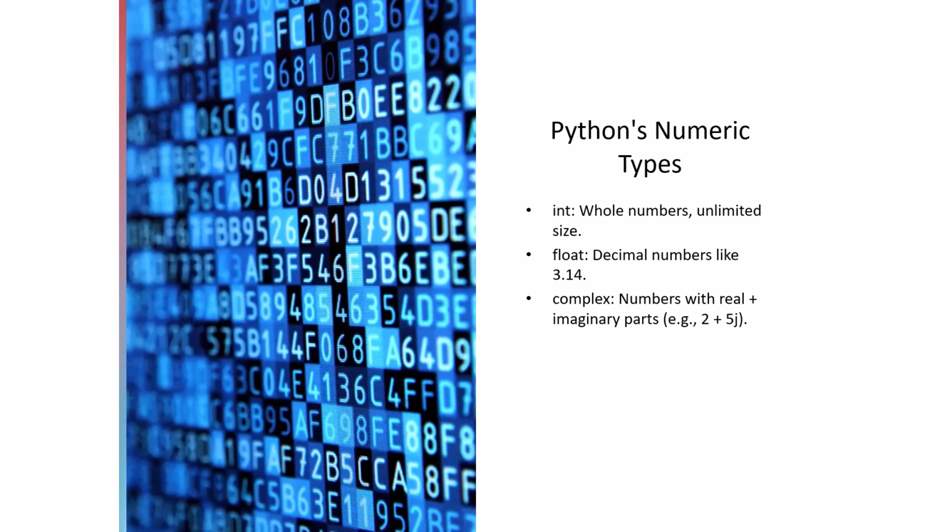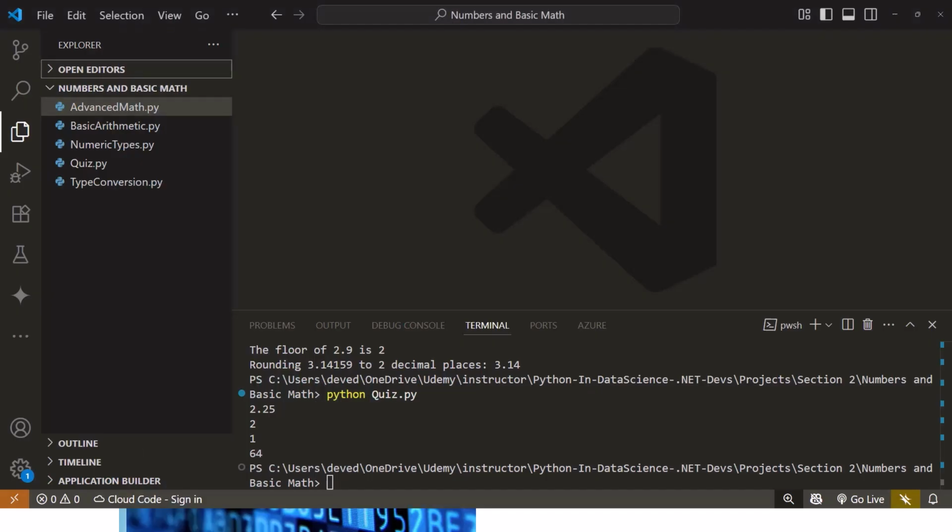And floating point numbers, or floats, are numbers with a decimal point, like double or float in C#, and complex numbers are, of course, having a real part and an imaginary part. 2 is a real part, and 5j is an imaginary part. Okay, so let's switch over to Visual Studio Code and do some examples.